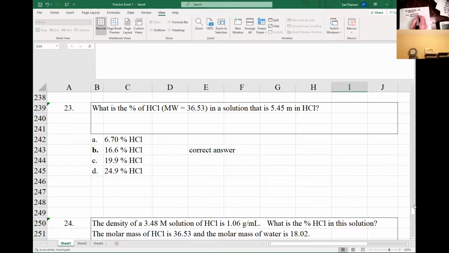Okay, now we've got to get this number, so I've got to put this number together so that I can get the data that I want. Here's what I'm going to do. I'm going to say I have 1 kilogram of solvent. That's, of course, 1,000 grams. The molal, I know, is 5.45. Let's make this so you can see it a little bigger.